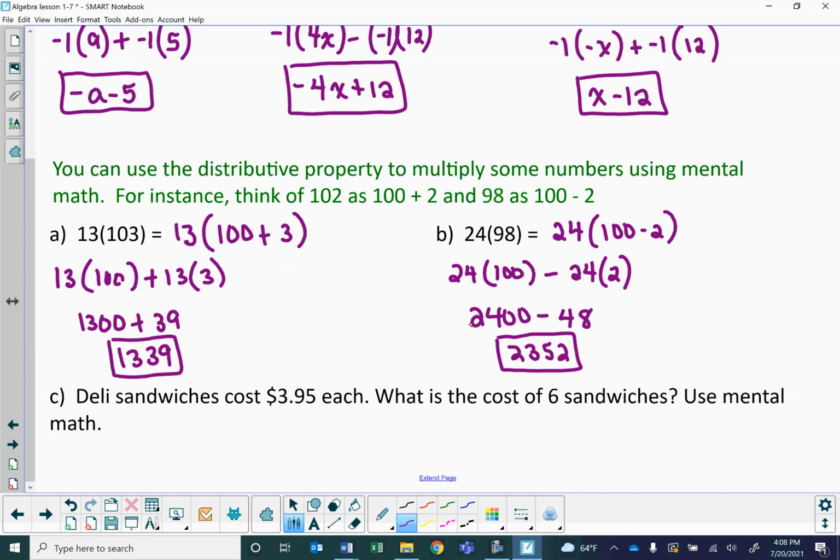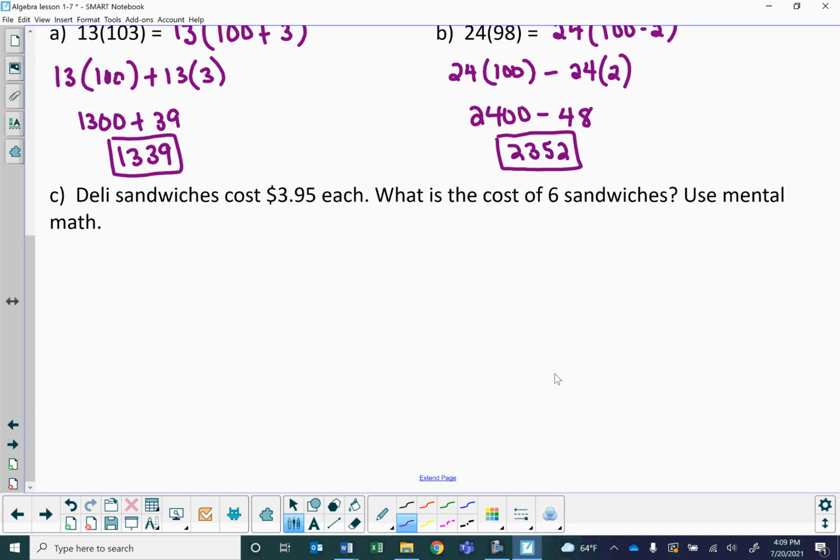Now you can do this with word problems as well. If I look at letter C here, it says deli sandwiches cost $3.95 each. I don't know where they're getting their sandwiches, but that's cheaper than where I get mine. What is the cost of 6 sandwiches? Use mental math. Well, I'm going to think of $3.95 as being $4 minus 5 cents. So I'm going to think of it as 6 times 4 minus 0.05, because 4 minus 0.05 equals $3.95.